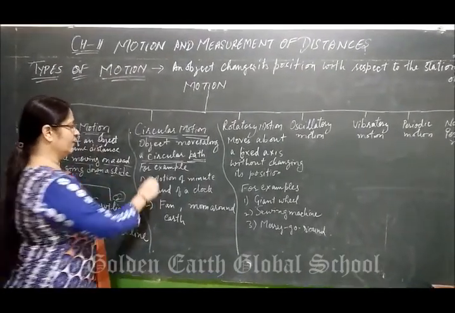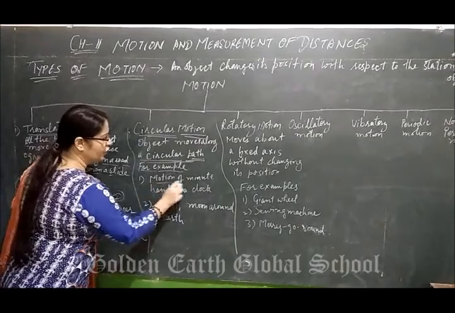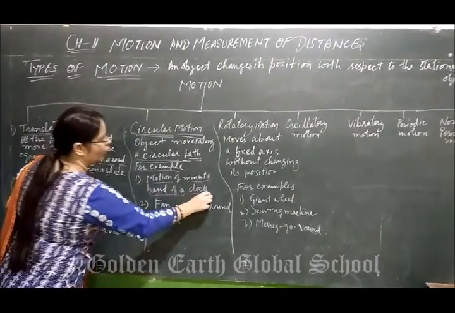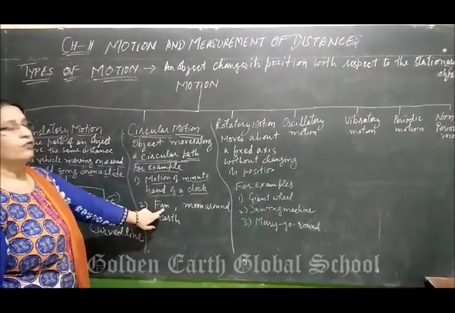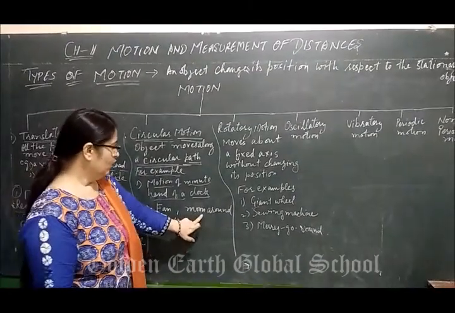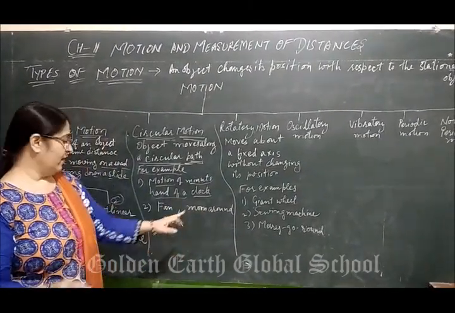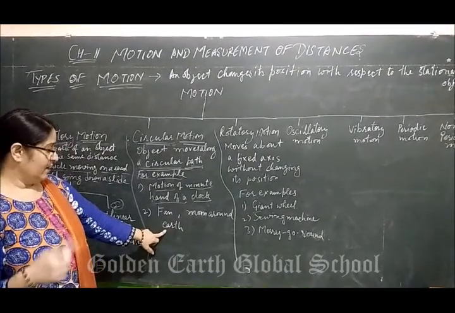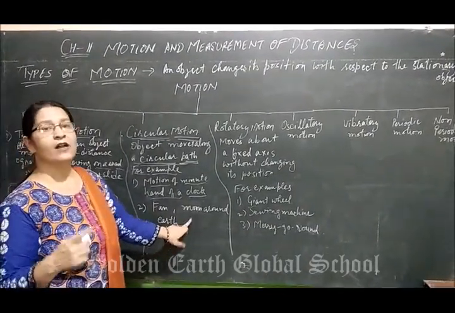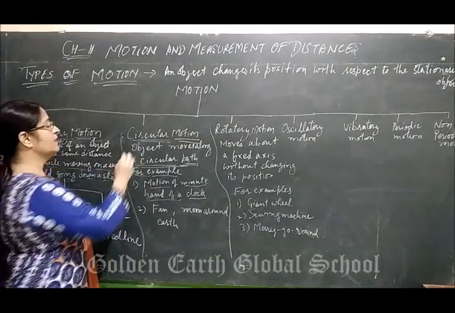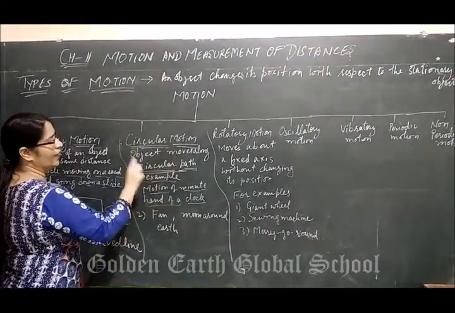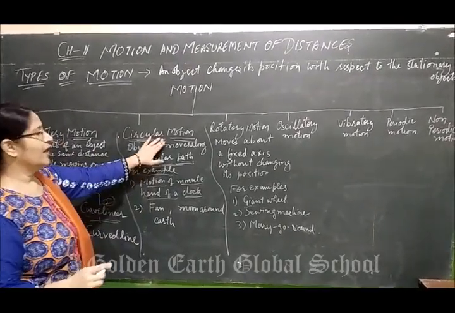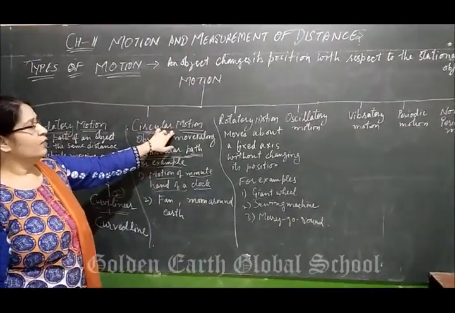For example, motion of the minute hand of a clock is a circular motion. Motion of the fan. Then motion of the moon around the earth, whereas earth moves around the sun. All these motions are circular motion. Means when an object moves along a circular path, then it is said to be a circular motion.